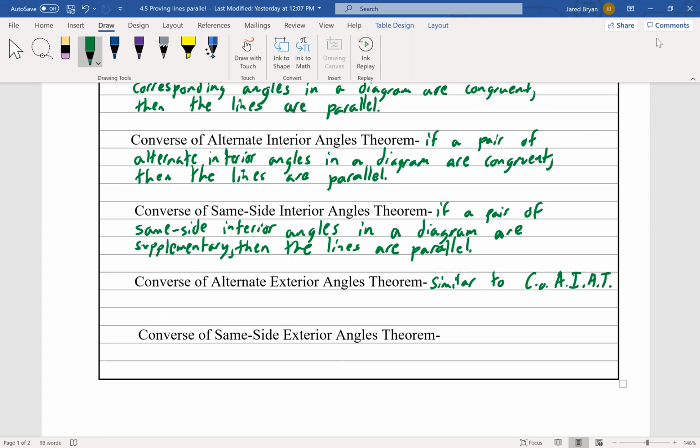So I'm going to say similar to the converse of same side interior angles theorem. Okay, so we have these theorems now, and we can use these to solve different problems, and we can use these to work through different proofs here. So let's practice that a little bit and see what this would look like here.